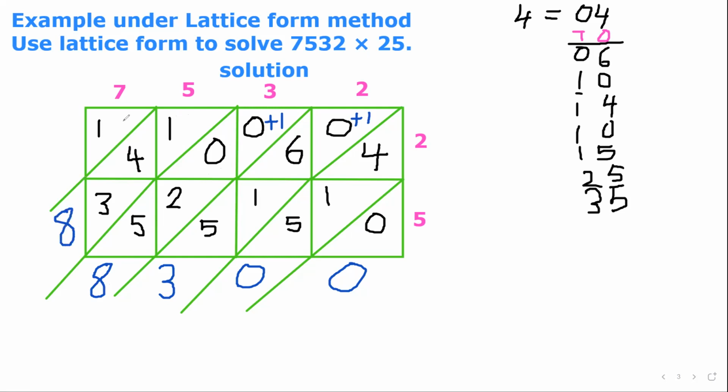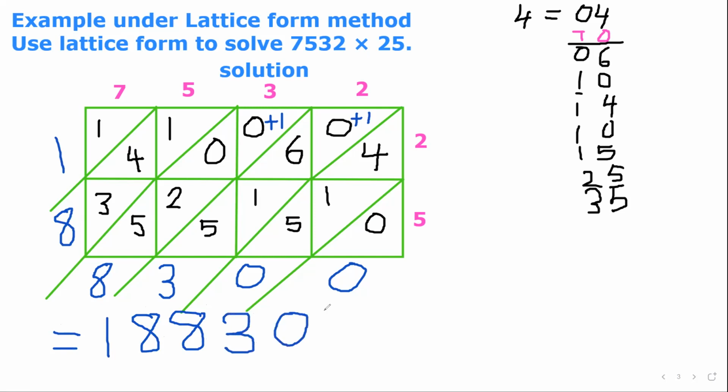Nothing to add here, and here that's only 1 number, you write it here. Then you start reading your answer from the left side. So we have the 1, 8, 8, 3, 0, 0. Okay, that is the lattice. Okay, so this is the lattice.